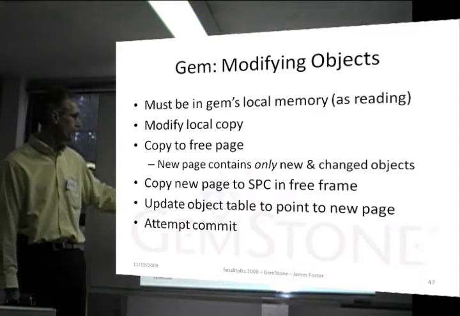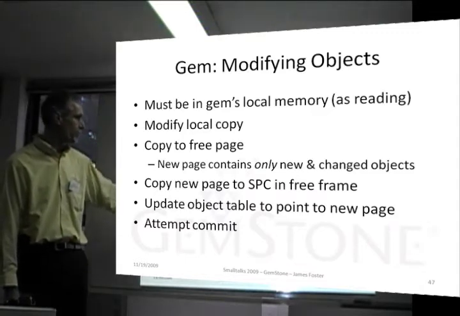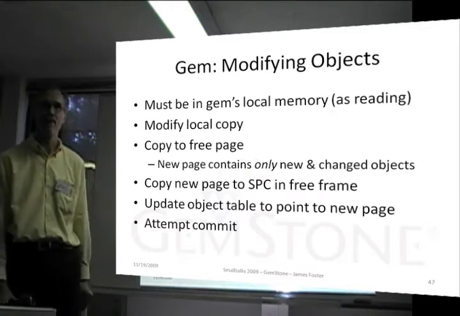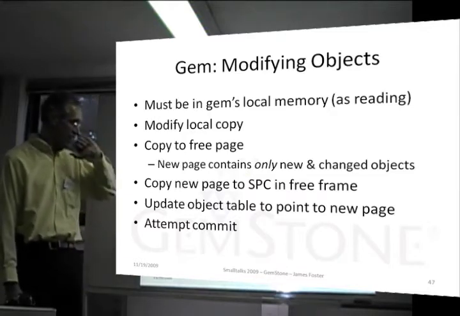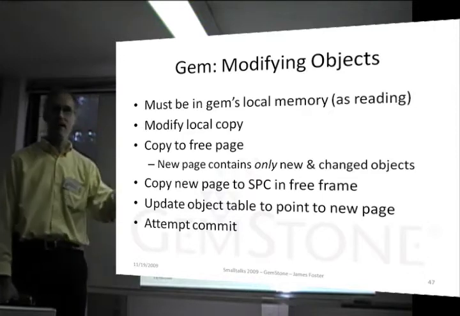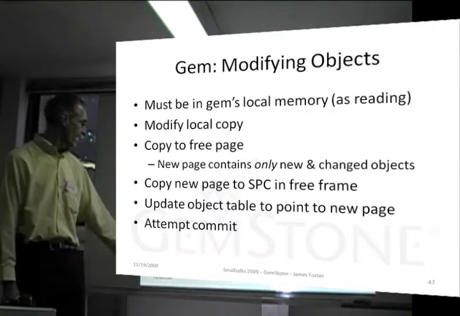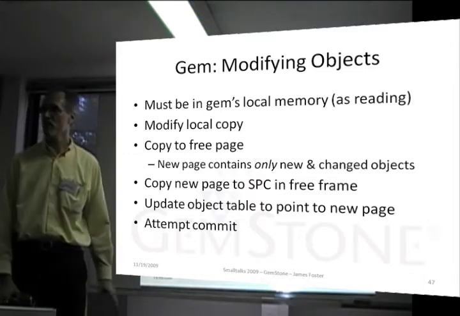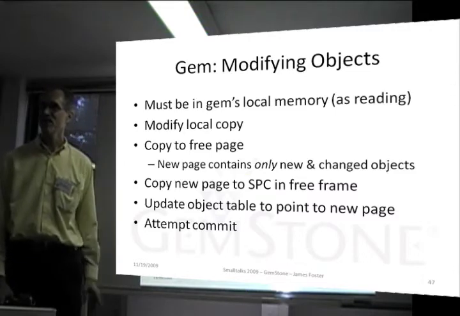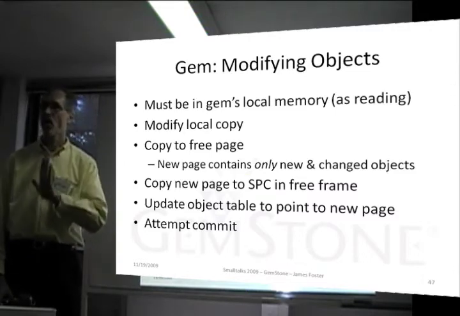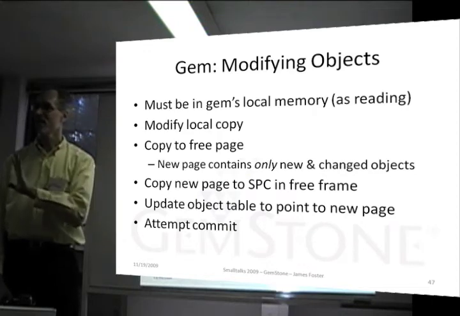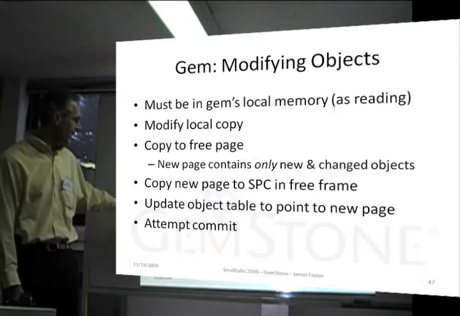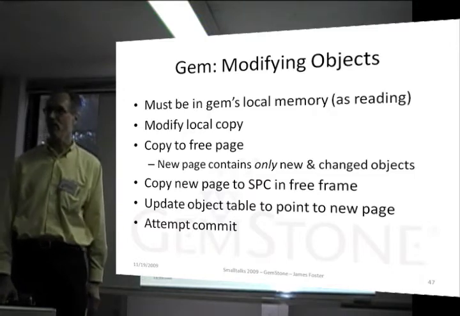So once you've copied them to a free page, then you can put the new page in the shared page cache once you've found a slot for it or frame for it. Then you update the object table to say, this object is now on this page. And then you attempt to commit. Now, your modifications won't be visible to other sessions yet. So other sessions are looking at an old object table that has references to the object on old pages. You're getting ready to make what you've done visible.